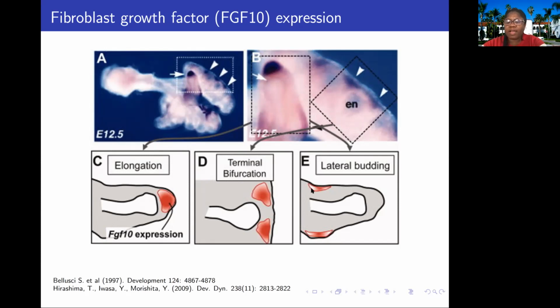We also have what we call lateral budding. With lateral budding, you have peaks at the side of the epithelium bud. And what happens is that at this point, you will have regions opposite those red regions growing towards those regions, and then you would have what we call lateral budding.